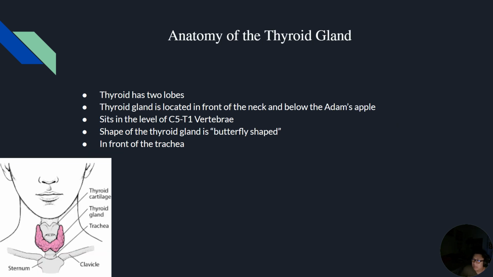Here, we're going to be taking a look at the anatomy of the thyroid gland. The thyroid has two lobes. The thyroid gland is located in front of the neck and just below the Adam's apple, as we see here. It sits at the level of the C5 to T1 vertebrae. A unique thing about this thyroid gland is it's butterfly shaped, so it's very prominent and visible to see. And it sits just in front of the trachea.